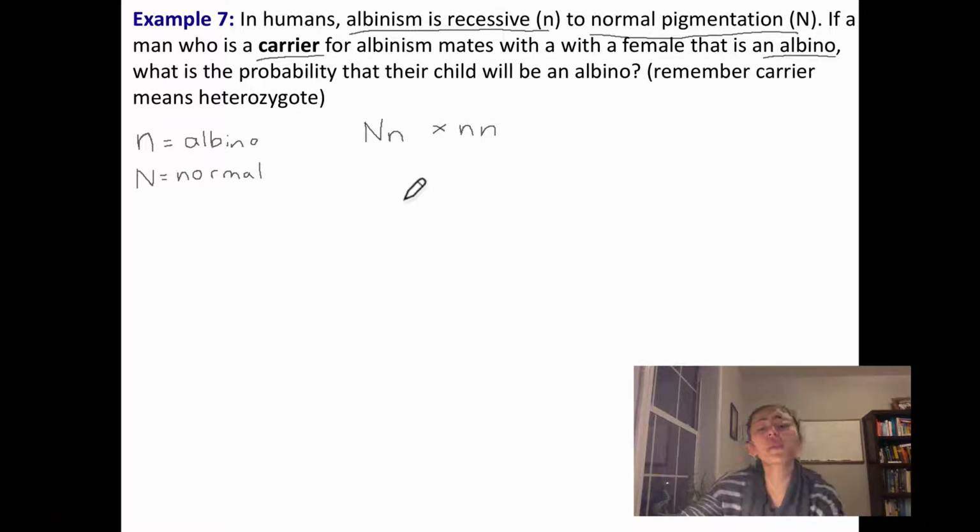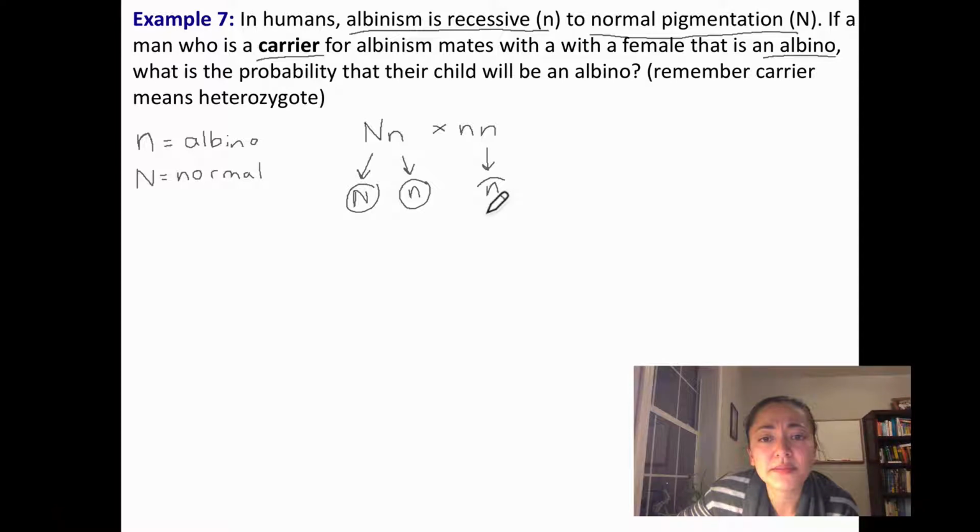Well, to solve this, we just do what we did before. What are the possible gametes this individual could make? Well, they could make a big N or a gamete with a little n. What are the possible gametes that this female could make? Well, remember, she can only give 1 allele to her gametes, and she only has 1 type of allele. So the only type of gamete she could make is a little n.